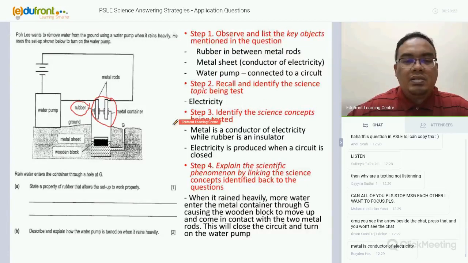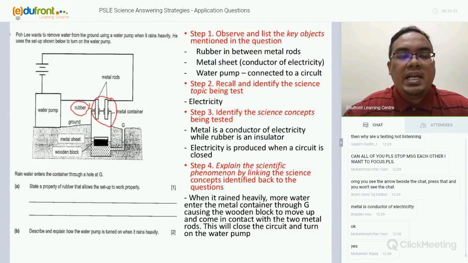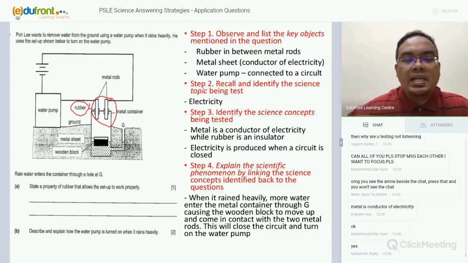So coming back to this question, we know that metal is a conductor of electricity, while rubber is an insulator. And electricity is produced when a circuit is closed. So here, first we need to answer question number 1. State the property of rubber that allows the setup to work properly. We know that rubber is an insulator of electricity. So this has to be an insulator. Why? Because when the metal sheet is not in contact here, right?